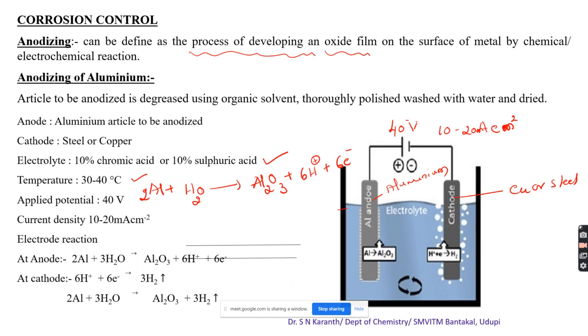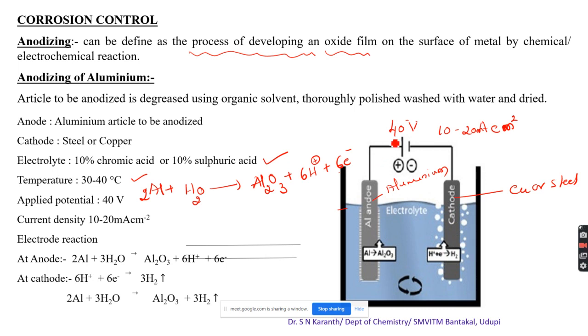In the bath containing chromic acid and sulfuric acid, aluminium interacts with water and gets oxidized. That is the anode reaction, an oxidation reaction. Liberation of electrons takes place.